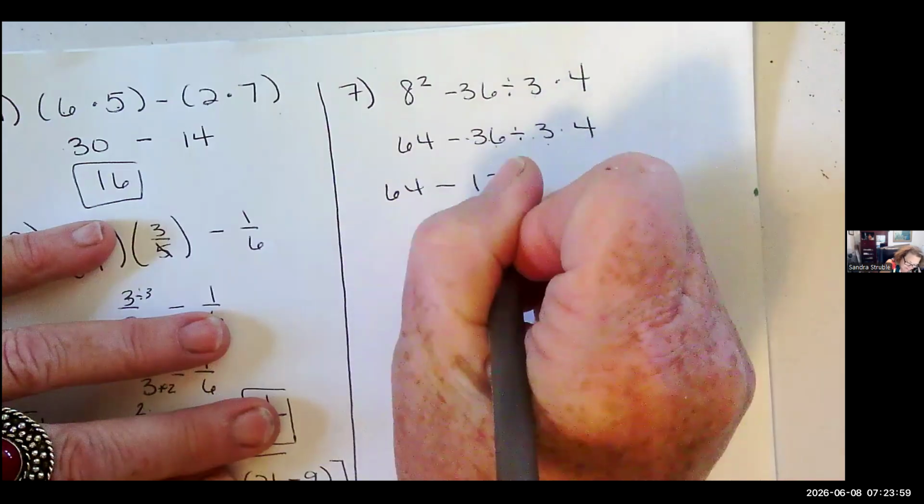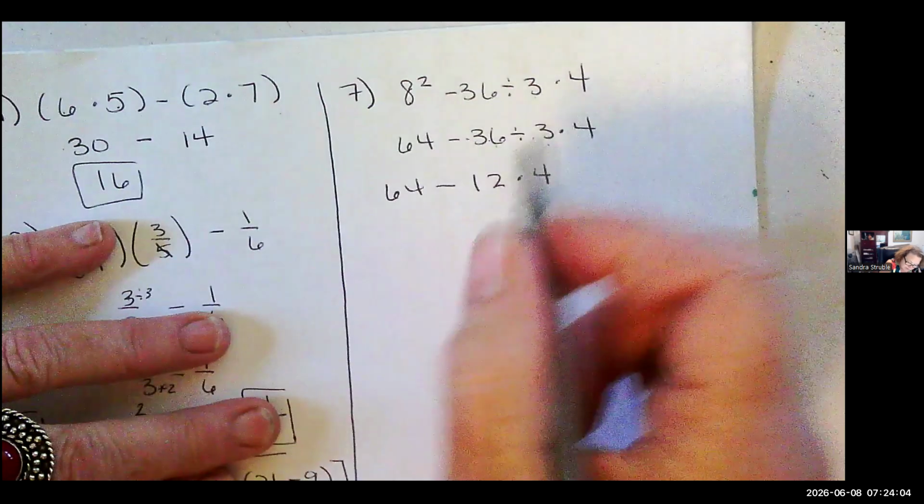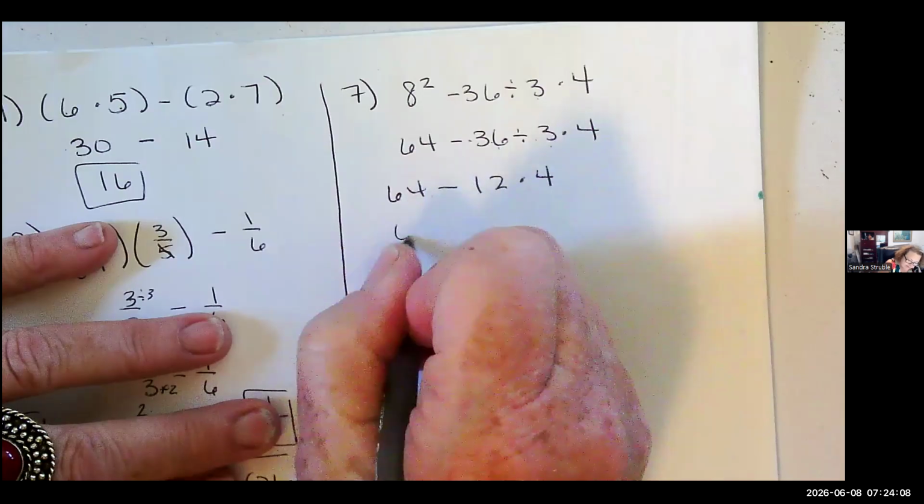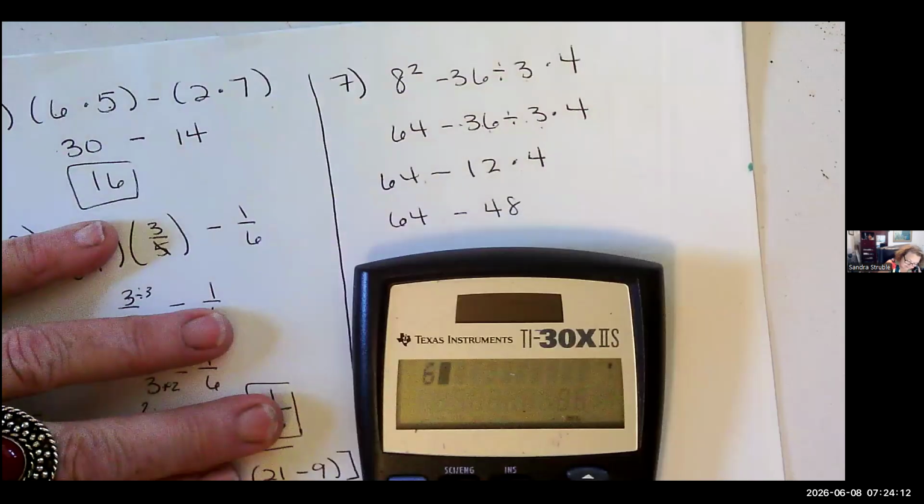Bringing down the times 4. Now we have subtraction and multiplication. We need to multiply before we subtract. 12 times 4 is 48. And then 64 minus 48 is 16.